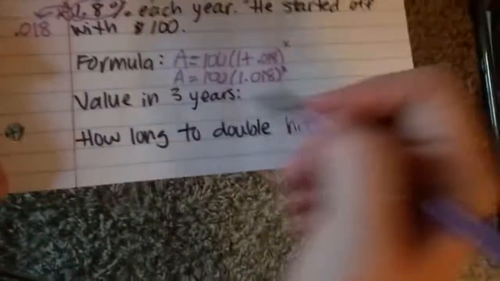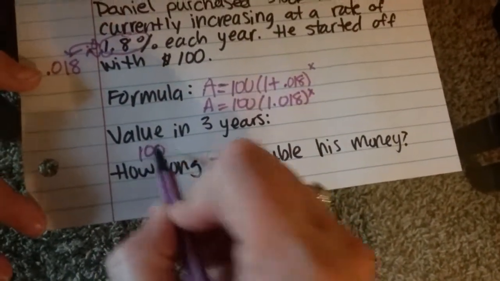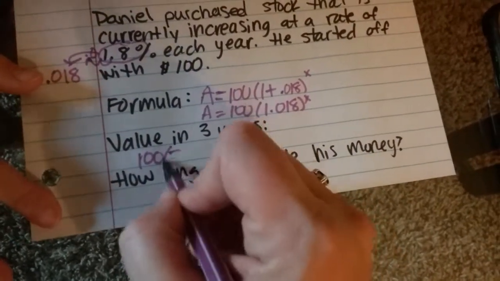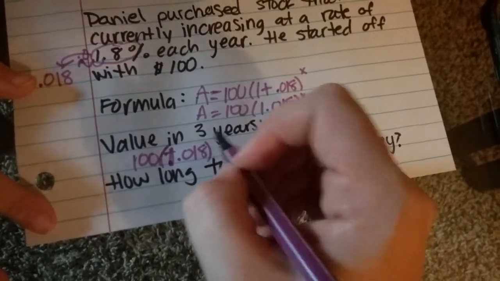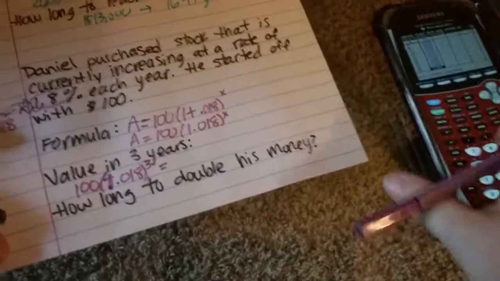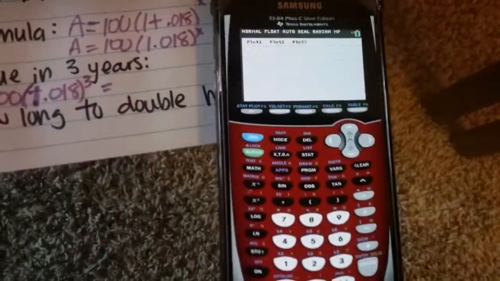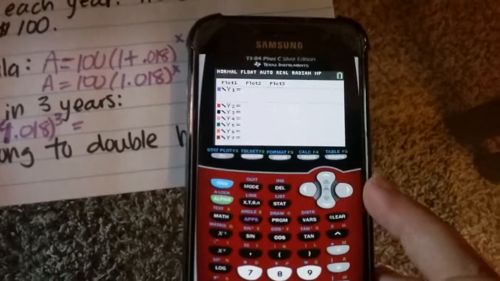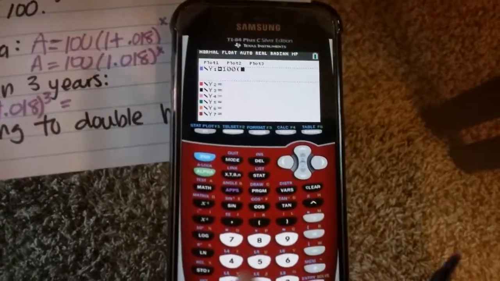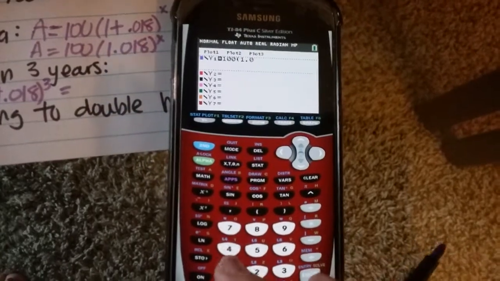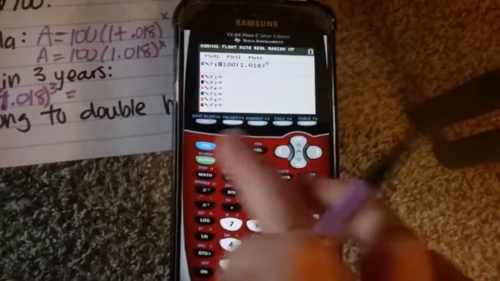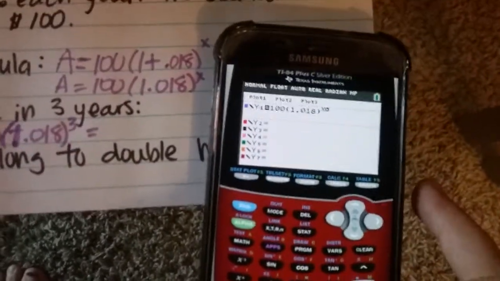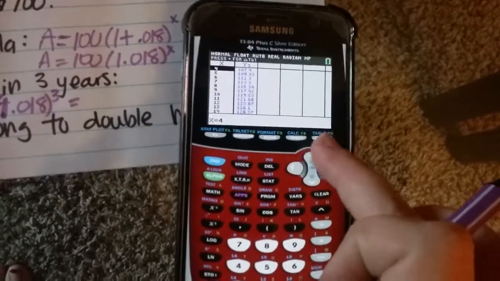My value in 3 years means I need to replace that x. 1.018, replace the x with a 3. And we're going to use our calculator to figure that out. So I'm going to go back to y equals and do it in here. So we have 100 times 1.018 to the power of x right here, and then I'm going to look for my answer in my table. So when you plug it into y equals, keep the x. And then go to your table, and we're looking after 3 years. So I'm going to find when x is 3.